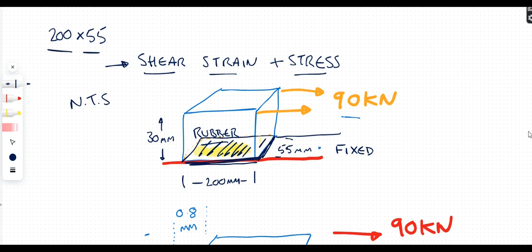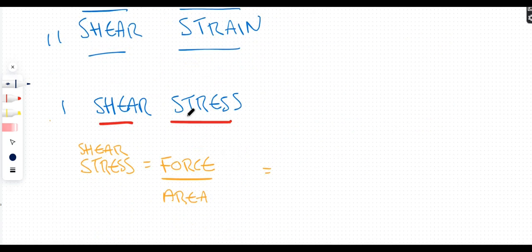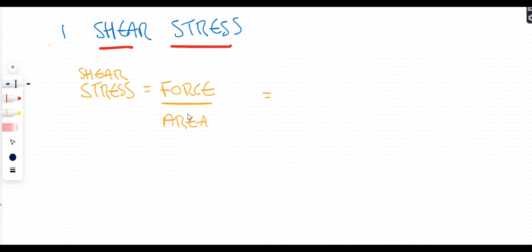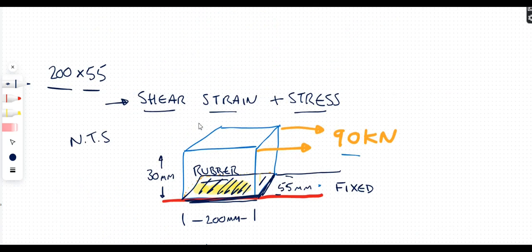That's the area, and the force is 90,000. Now, the area has got to be in meters squared. So it was, what do we say? It was 0.2 times 0.055. That's right, isn't it? Yeah, because 200, so that's 0.2, because we've got to be in meters.